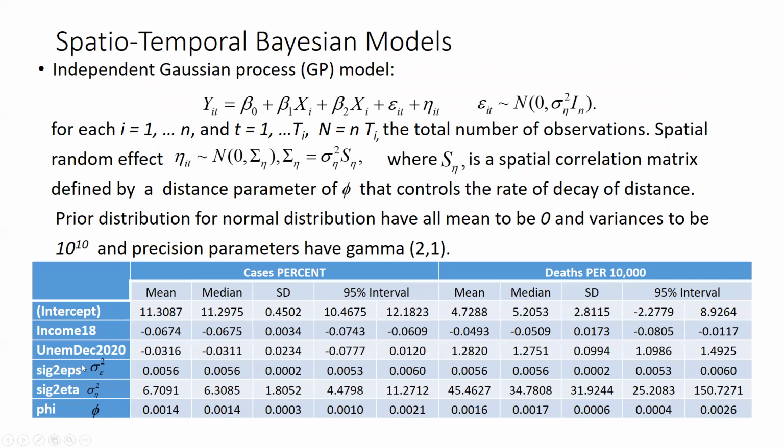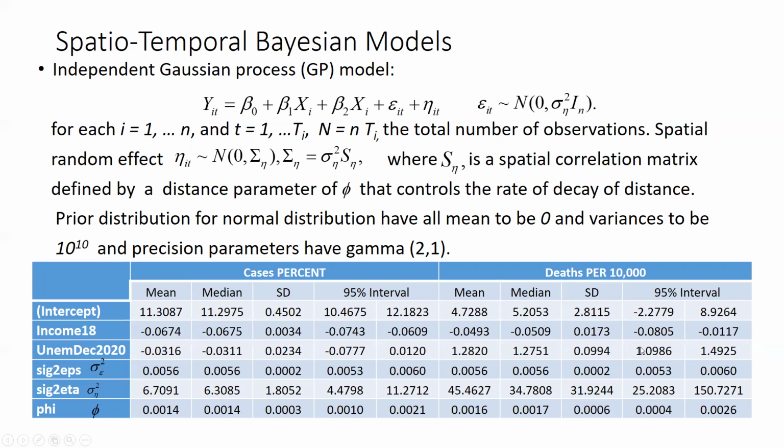Now let's take a look at this outcome. For the cases model, again similar to the previous model, the median household income was significant based on the 95% confidence interval, and it is also negatively related to the cases, which means the higher the median household income, the lower the COVID-19 cases present.